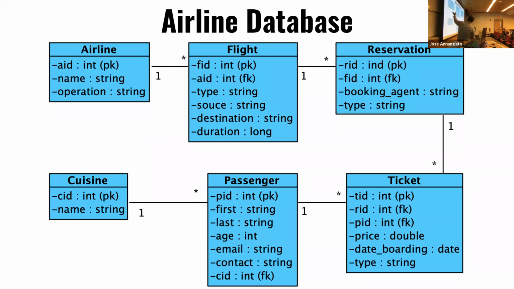And also, one airline can have many flights, and one flight can have a whole bunch of reservations, and one reservation can have many passengers. Okay, and so the ticket says that this passenger is in this reservation, right? It's a relationship between the two. And then you have this cuisine where that one food might be ordered by many passengers.